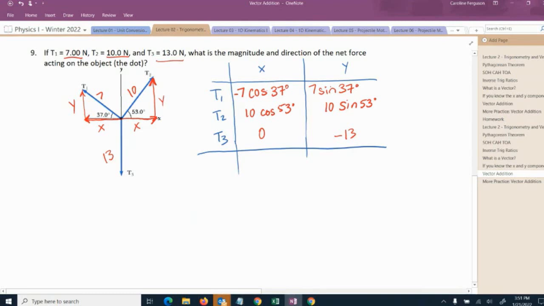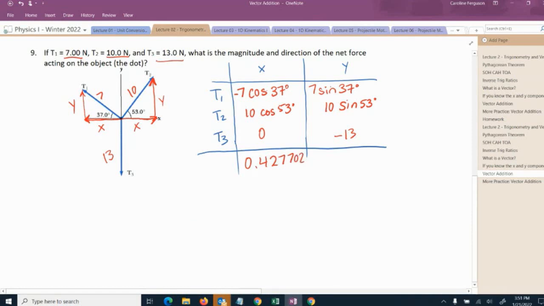So I'm typing -7 cos 37 plus 10 cos 53. And then the 0 doesn't do anything. And I get 0.4277. This isn't the final answer here, so I just keep extra digits. So if I only wanted 2 decimal places, for example, I'm keeping extras. So I can even put a little bit more, 0.2, for example.